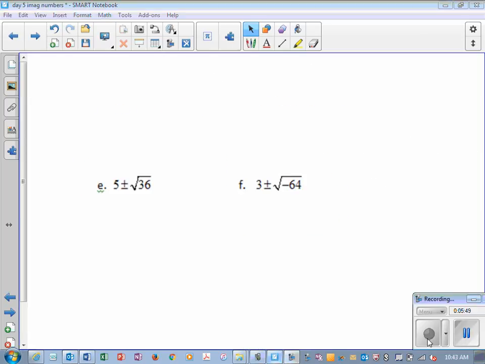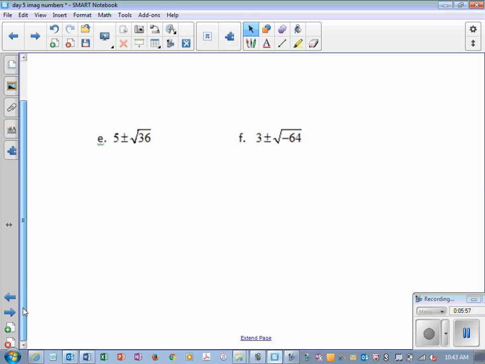All right, so then let's look at E. 5 plus or minus square root of 36. Guys, that plus or minus, that's fine. It just means 5 plus square root of 36 and 5 minus square root of 36. Okay? Do you have to write the answer in positive or negative? Yes. All right. So look at this.